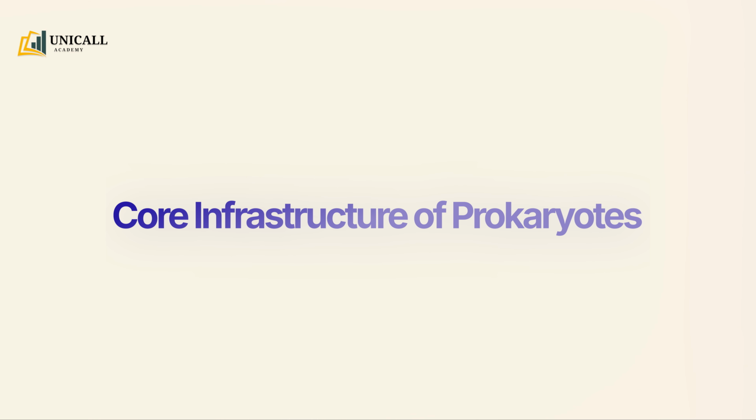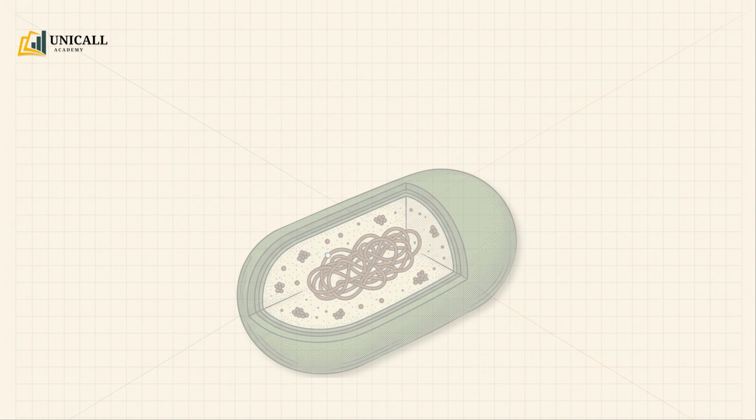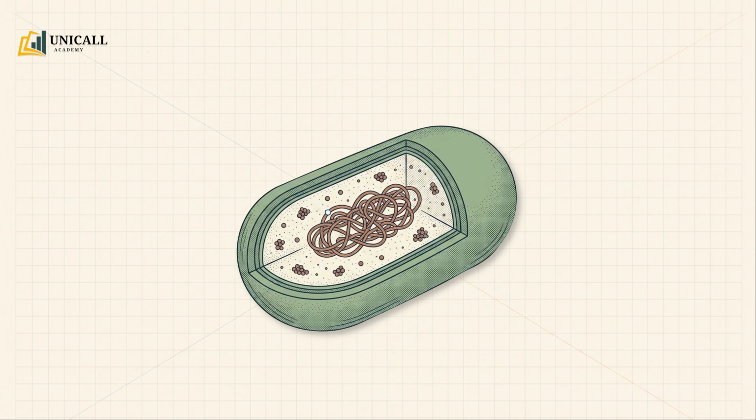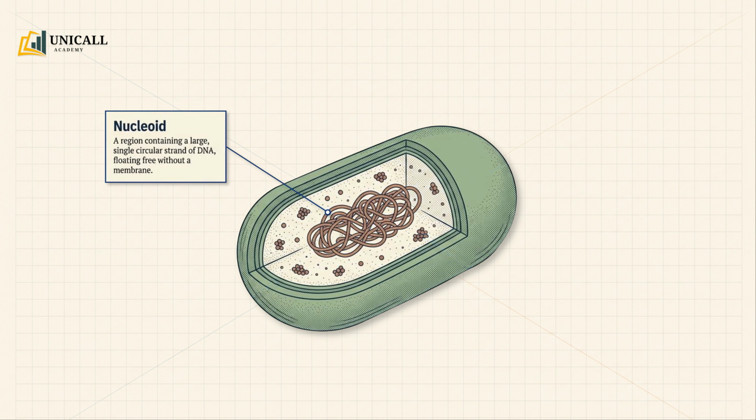Core infrastructure of prokaryotes. Now, let's take a closer look at the core structure of a prokaryotic cell. 1. Nucleoid. Prokaryotes do not have a true membrane-bound nucleus. Instead, they have a nucleoid, a single, circular strand of DNA floating freely in the cytoplasm.